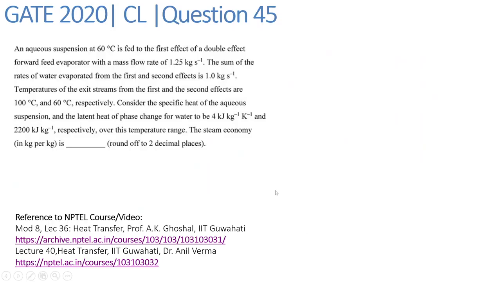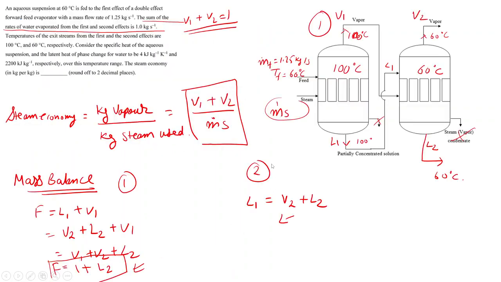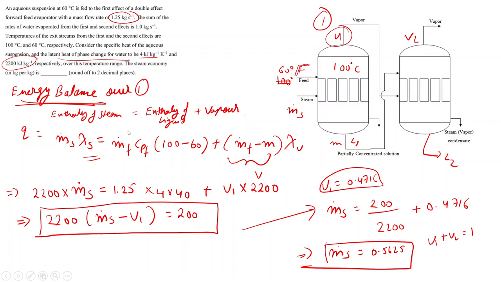Okay, so we looked at this question of heat transfer, and the main thing to remember in this is the energy balances. How you do the energy balance over the first evaporator and the second effect evaporator is the main thing of concern. So you can just remember this equation and then use it straightforwardly to find the steam economy or the energy balance.